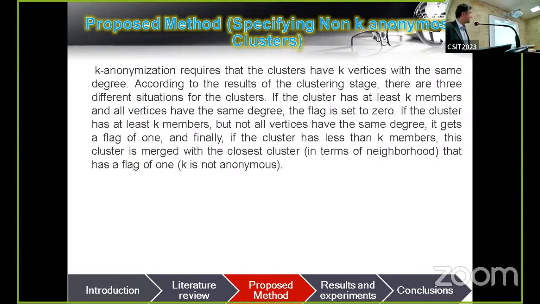For non-K anonymous clusters, K anonymization requires the cluster to have K vertices with the same degree. According to the result of the clustering stage, there are three different situations for the clusters. If the cluster has at least K members and all vertices have the same degree, that is okay, and the flag is set to true. If the cluster has at least K members, but not all vertices have the same degree, it gets flag 1, needing correction. And if the cluster has fewer than K members, this cluster is merged with the closest cluster, because in each cluster we must have K nodes.